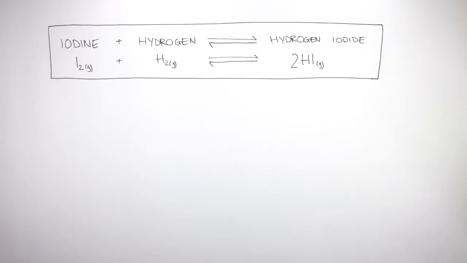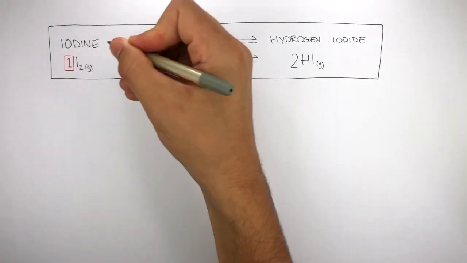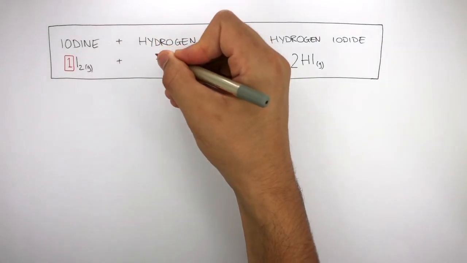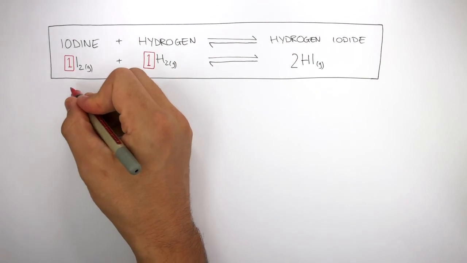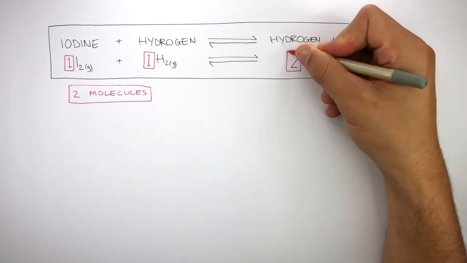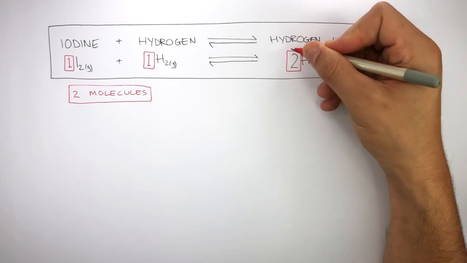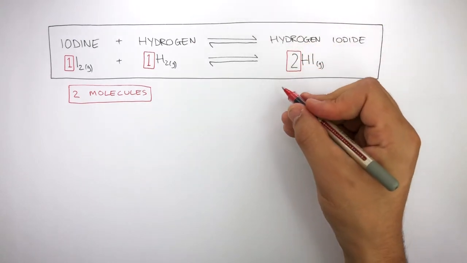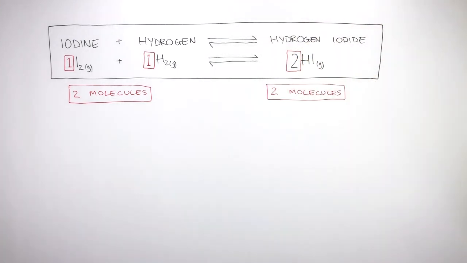In this chemical reaction, we can see iodine and hydrogen react in a reversible reaction to form hydrogen iodide. The balanced symbol equation tells us there is one molecule of iodine reacting with one molecule of hydrogen. Therefore, there are two molecules in total on the left. And the balanced symbol equation also tells us there are two molecules of hydrogen iodide being formed. So on the right, there are two molecules in total.